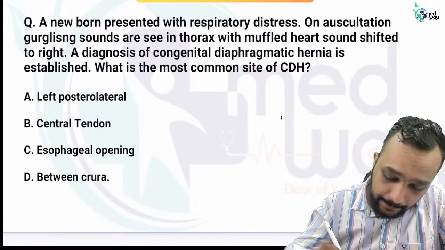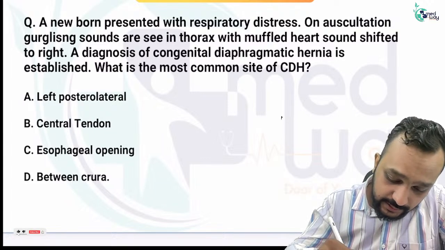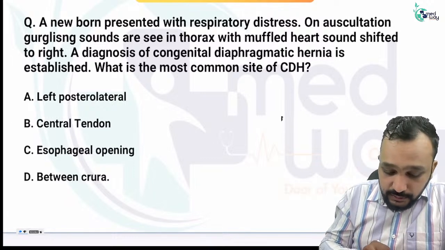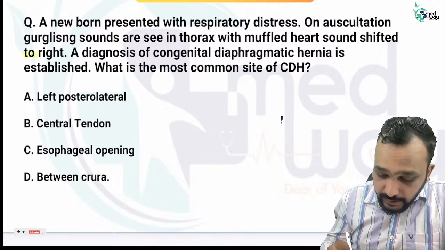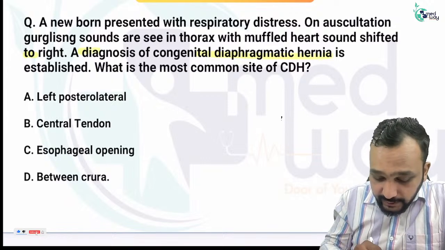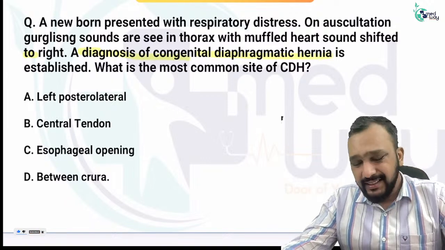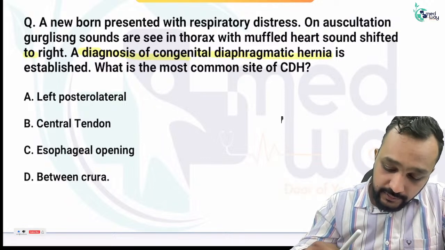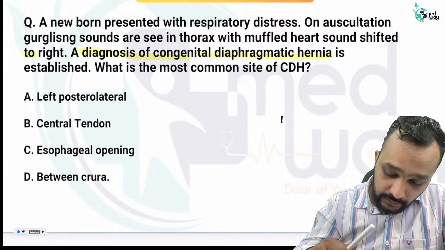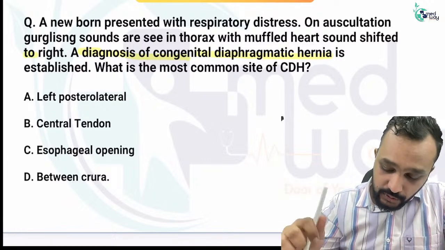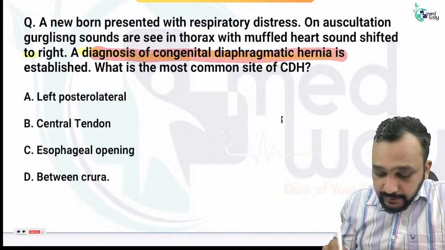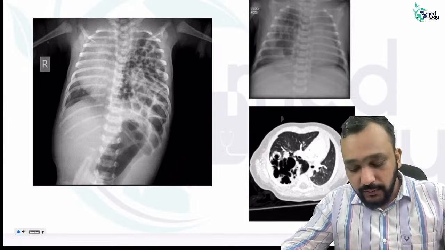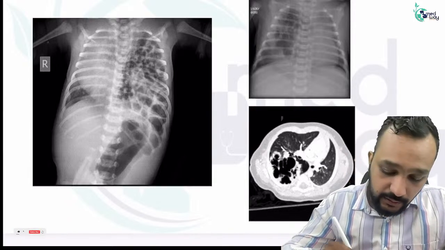Then a question was asked about muffled heart sounds to the right side. A diagnosis of congenital diaphragmatic hernia is established. Simple question, you have been given a diagnosis in the question itself, right? Now you have to make a diagnosis. So guys, the most common site of congenital diaphragmatic hernia is left posterolateral, right? So let us see how a congenital diaphragmatic hernia looks like.